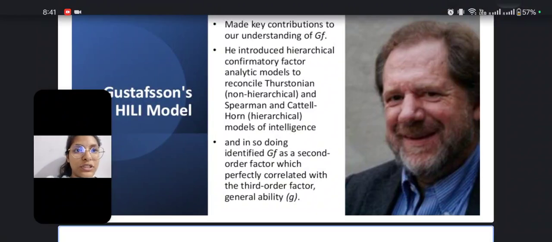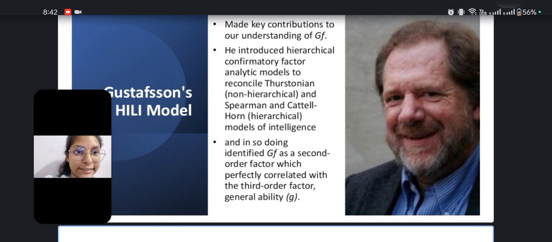Hello students, so I'll be talking about Gustafsson's HILI model. One of the differentiating factors of the HILI model from other hierarchical models is that Gustafsson has combined hierarchical and non-hierarchical models in developing this particular model.